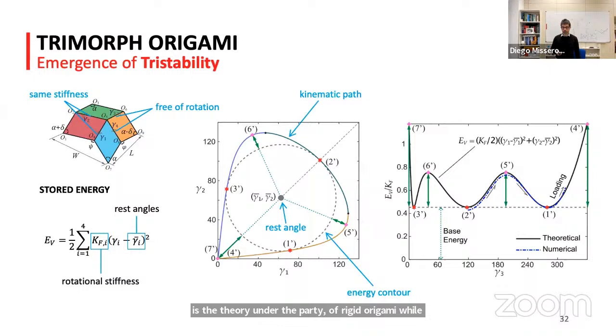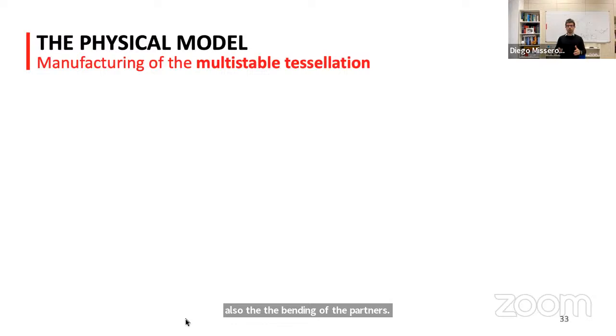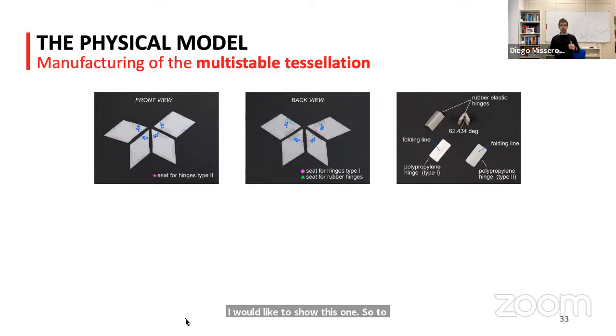Now, before showing the final movie of the emergence of the multistability in this tessellation, I would like to show this one. So to create this tessellation, we need to modify the manufacturing process a bit. And in this case, the 1 millimeter thick polypropylene sheets that we use to create the trimorph or the egg box or the morph tessellation that I showed before are replaced with a 2 millimeter thick polycarbonate sheet. And as you can see here, there are some seats in the panels that house the hinges reported here.